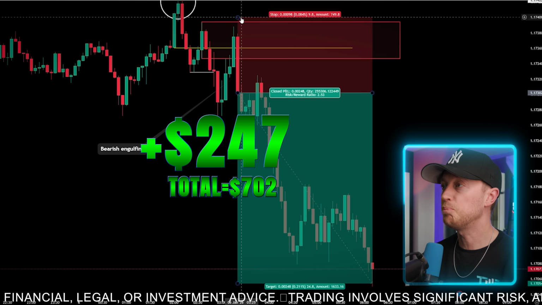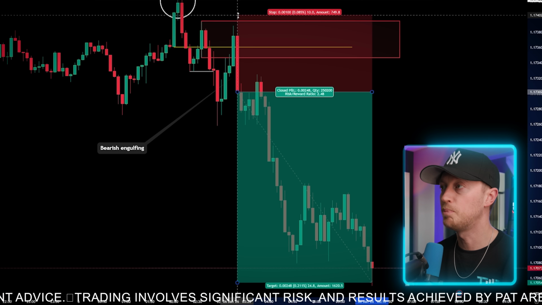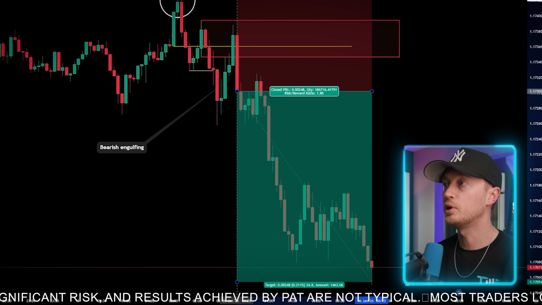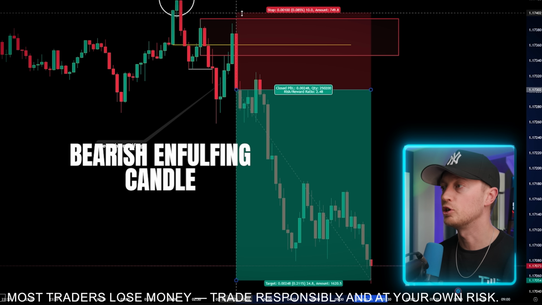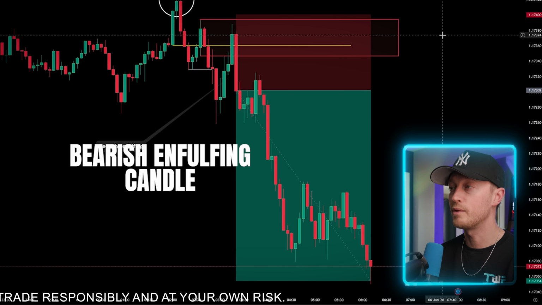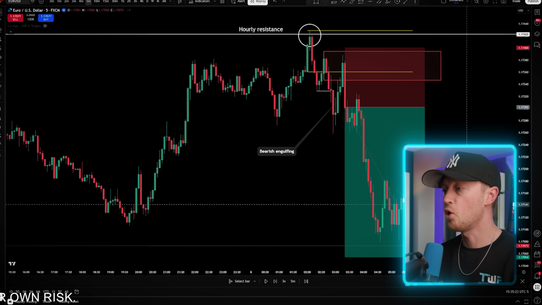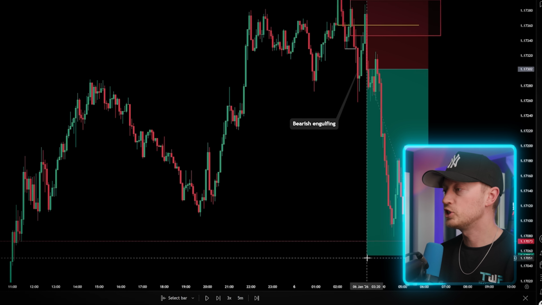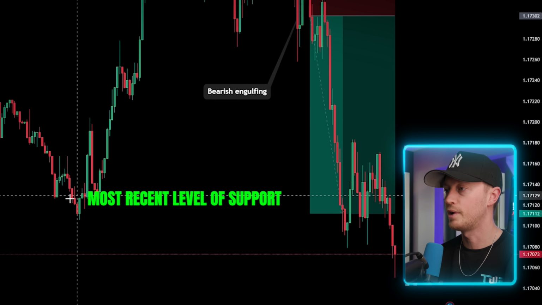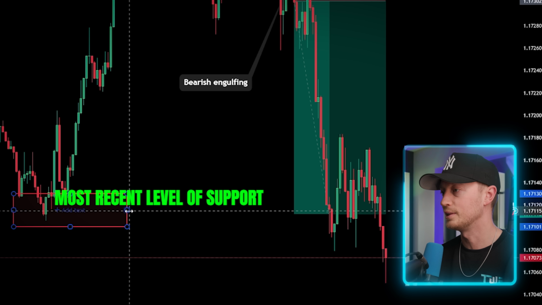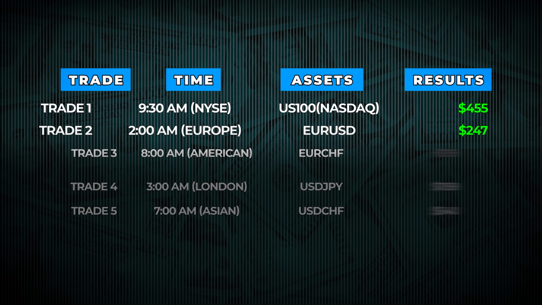Now, my stop loss on this one, I had it just above this level of supply. I could have put it up here, but I was happy with the supply because I had that bearish engulfing candle. So I was getting about 2.5 risk reward ratio. And for my take profit, I went a little bit riskier here. I probably should have had the take profit at this level right here because this was the most recent level of support. So after 2 trades, we're looking really good here, sitting at just over 700, and we still have 3 trades to go.